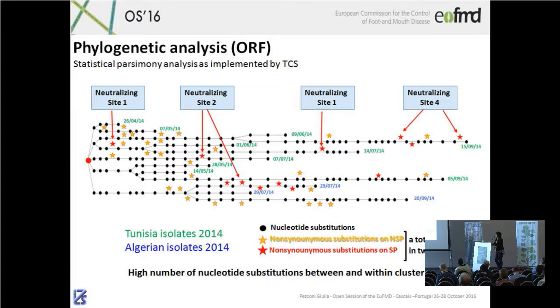With this analysis, a common ancestor was confirmed between all these isolates, and we also detected a total of 48 non-synonymous substitutions. 12 of these substitutions involved structural protein, and some of them targeted different neutralizing sites. Also, with the analysis, we highlight a high number of nucleotide substitutions between and within clusters.